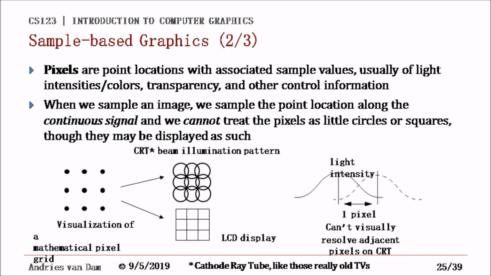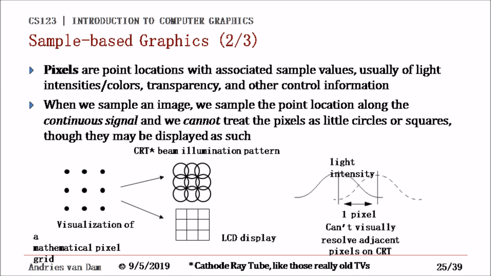Pixels are point locations with associated sample values, usually of light intensities, colors, transparency, and other control information. So each and every pixel of an image has multiple pieces of information to store, which further help hardware to represent the pixel on the screen. Therefore, when we sample an image, we sample the point location along the continuous signal, and we cannot treat the pixel as little circles or squares, though they may be displayed as such.